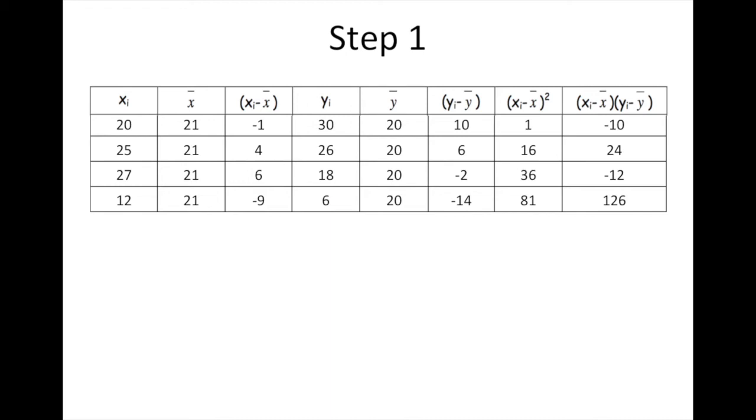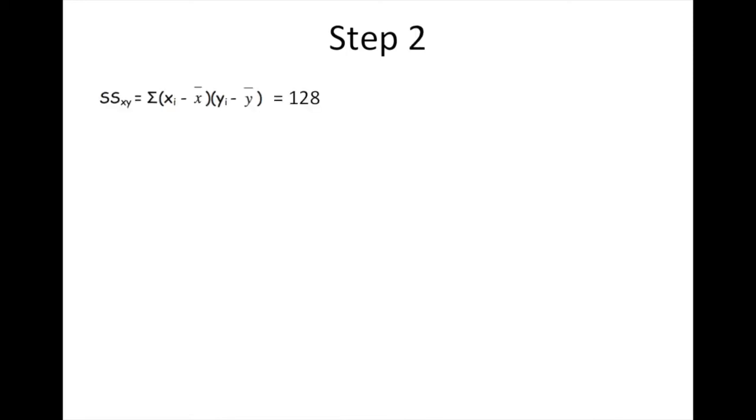And x minus x bar is negative 1, 4, 6, and negative 9. And y minus y bar is 10, 6, negative 2, and negative 14. And the square of x minus x bar is 1, 16, 36, and 81. And x minus x bar multiplied with y minus y bar is negative 10, 24, negative 12, and 126. Step 2.